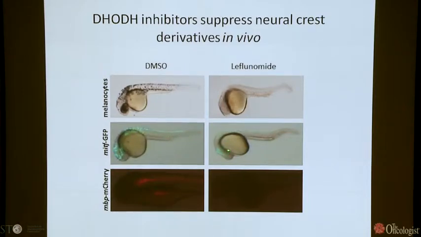where you see GFP normally throughout the animal, whereas in the leflunomide-treated embryos, we see a small residual amount of MITF up here. Another neural crest derivative, myelin basic protein, marked by mCherry in this case, is also completely absent in the presence of our small molecule. So leflunomide appears to suppress not only expression of neural crest marker genes, but also of the derivative cell types as well.